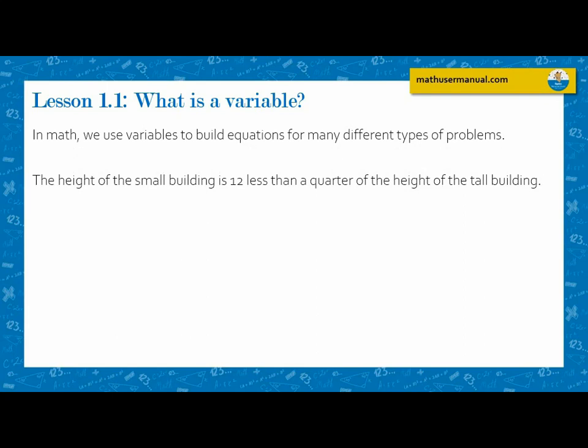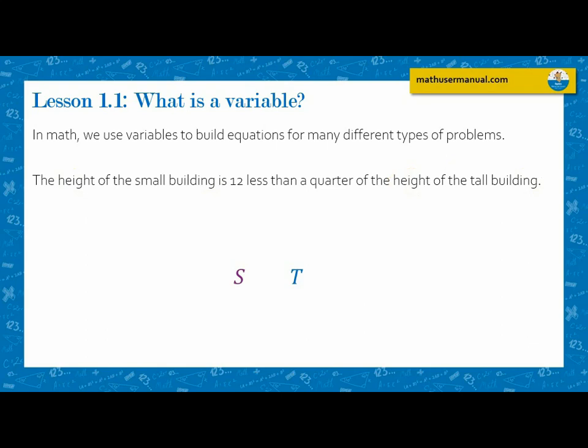The height of the small building is 12 less than a quarter of the height of the tall building. So one more time, let's identify our characters. One of them is the small building. So let's put S for the small building. And the second character is the tall building. So let's put T for the tall building. We have the two characters, two letters, S and T. S for the small building, T for the tall building.